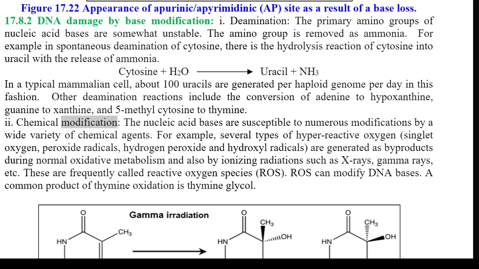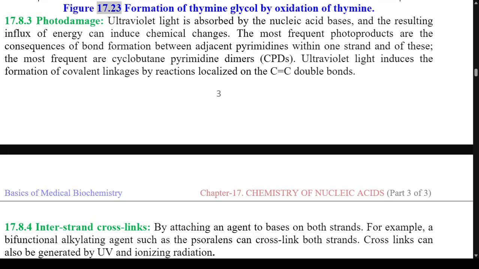Chemical modification. The nucleic acid bases are susceptible to numerous modifications by a wide variety of chemical agents. For example, several types of hyperreactive oxygen, singlet oxygen, peroxide radicals, hydrogen peroxide, and hydroxyl radicals, are generated as byproducts during normal oxidative metabolism and also by ionizing radiations such as X-rays, gamma rays, etc. These are frequently called reactive oxygen species, ROS. ROS can modify DNA bases. A common product of thymine oxidation is thymine glycol. Figure 17.23 Formation of thymine glycol by oxidation of thymine.